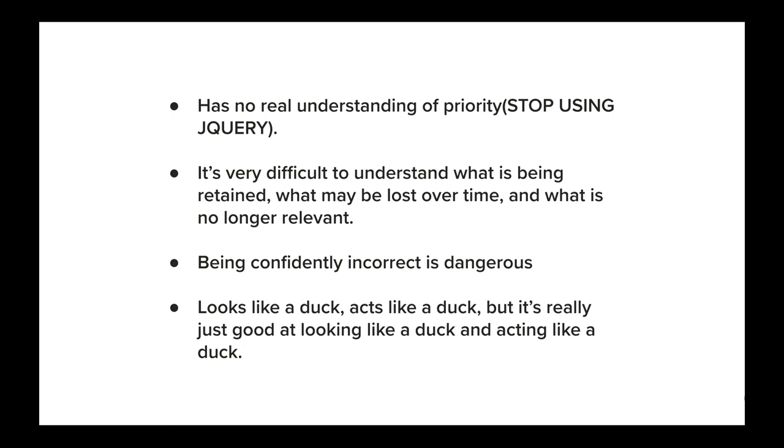It's very difficult to understand what is being retained, what may be lost over time, and what is no longer relevant. So I think being developers, we're very logical. We're like, all right, if this, do this. With this constraint, don't let this happen. That's how we think. With AI, you're just throwing all this stuff in there, and you're like, all right, did you learn anything? What did you learn? And then it suddenly forgets that.